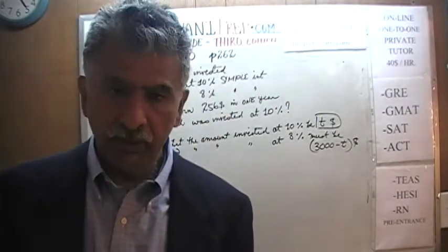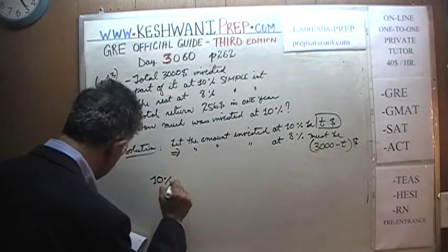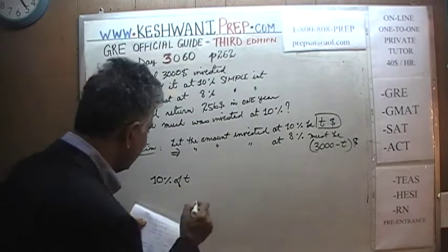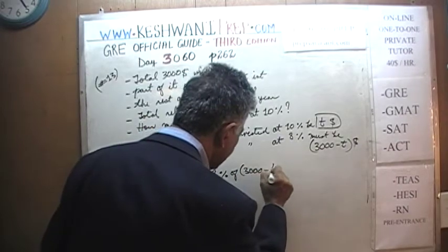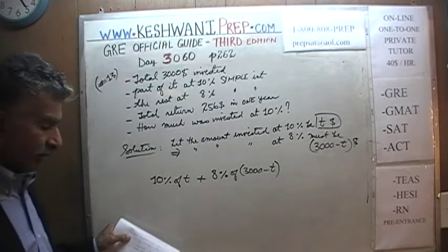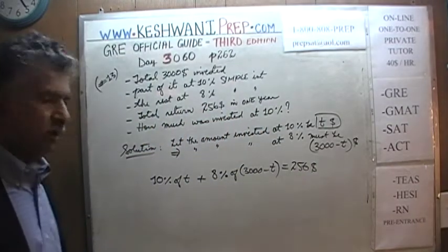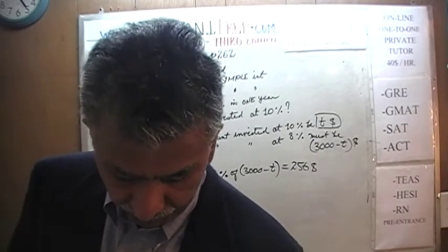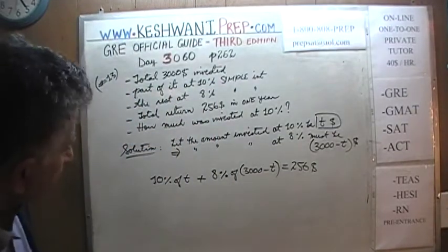Now we have our equation. We are told that 10% of the T dollars that we put in the account that gave us 10%, plus 8% of the amount that we put in the second account, which was 3,000 minus T, equals $256. That's it. All we have to do now is solve this straightforward equation, which is exactly what we're going to do on the top of the board, so that we have the room.